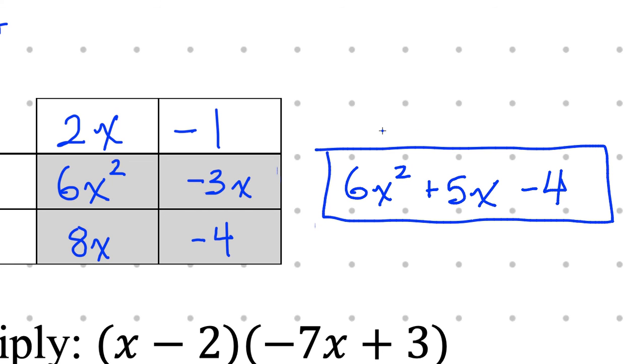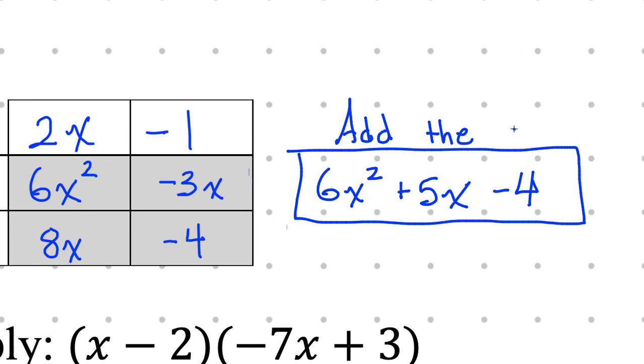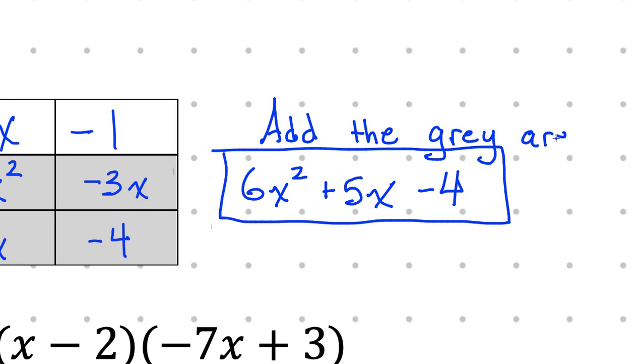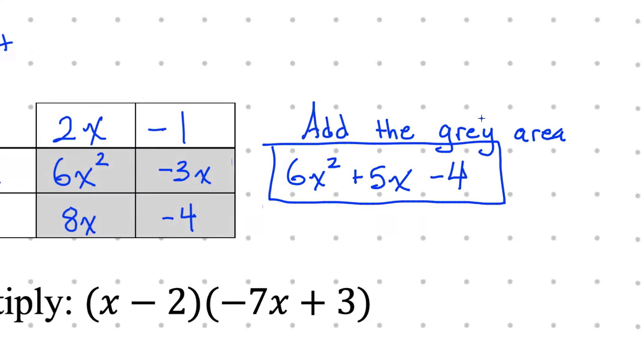So again, to get that, we added the gray area. Add the gray area. Is it gray area? Yeah. I have a family member that's spelled Gray, so I always think that gray is spelled that way too. Add the gray area.